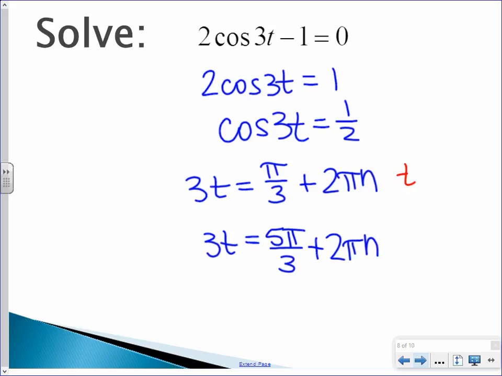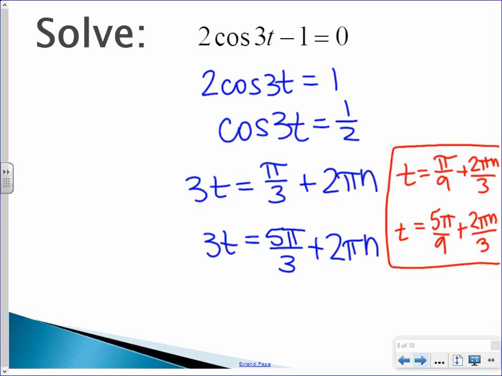So here, t equals pi over 3 divided by 3 plus 2 pi n divided by 3. And here, t equals 5 pi over 3 divided by 3 plus 2 pi n divided by 3. And those are your solutions. Okay, so you first have to name which angles satisfy, and then if that angle has a coefficient, that's when you divide it, after you've had those solutions. Okay. Questions about that example?